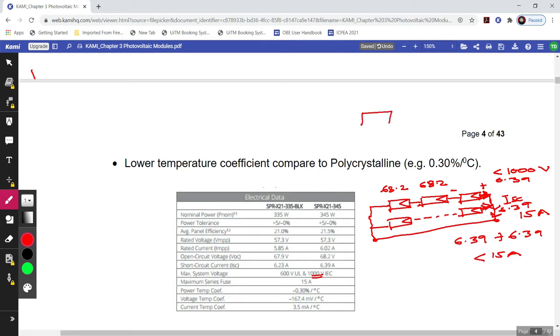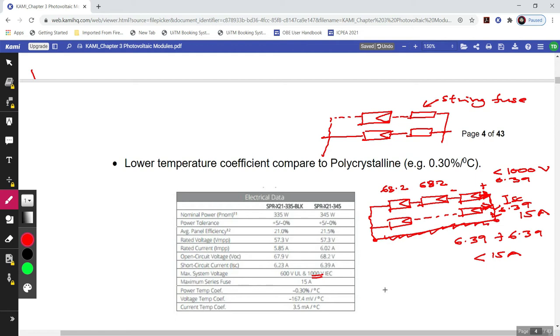Okay, let me draw again here. Usually we put fuse. Okay, this one we call string fuse. So when you make a parallel connection, we have another fuse here. Let's say this is not short circuit. So we connected to the array junction box. You have another fuse.